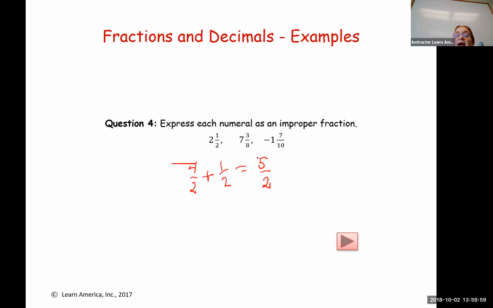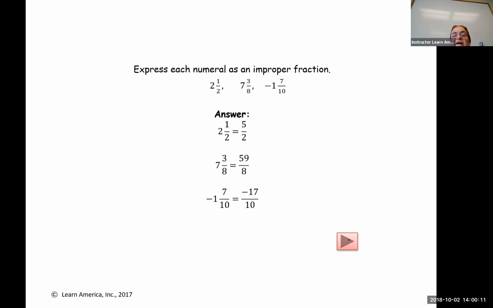So see if you can change the 7 and 3/8 and the negative 1 and 7/10 to an improper fraction as well. If we look at this, we see the one we already did, the 2.5 is 5/2. The 7 and 3/8, you can think of 7 as 56/8, and then add the 3/8, and you get 59/8.